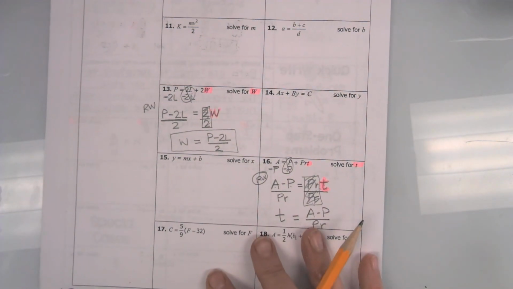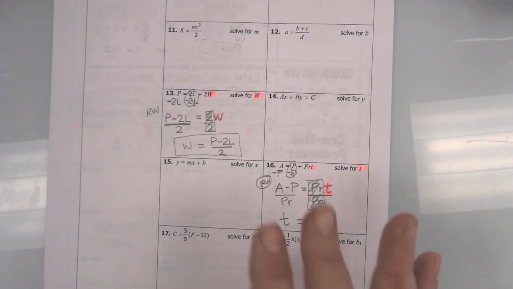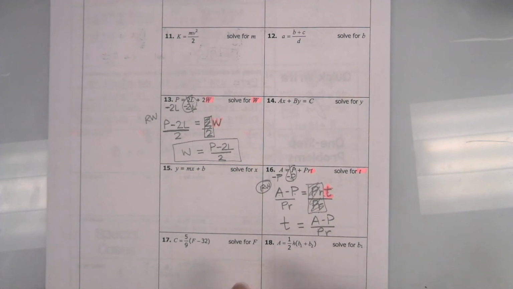Okay, go ahead and do 5 on your own, then go ahead and jump into Delta Math. And remember, you're totally going to need this in science. You need it for physics.